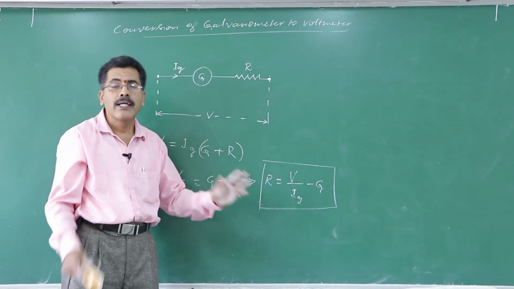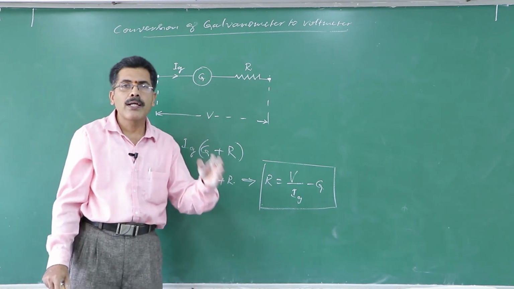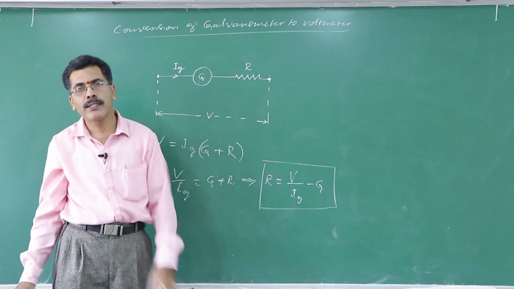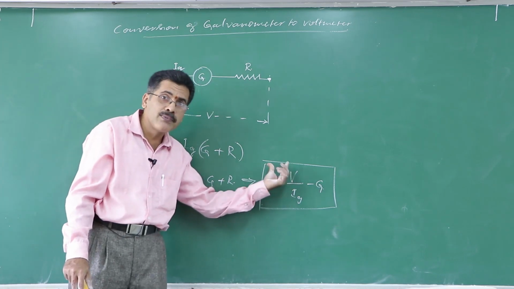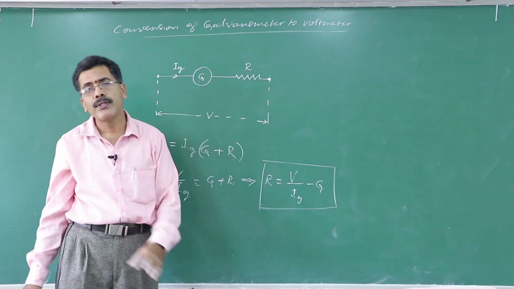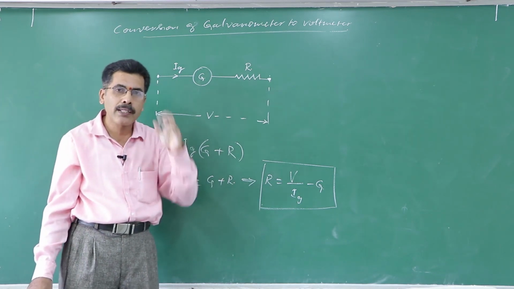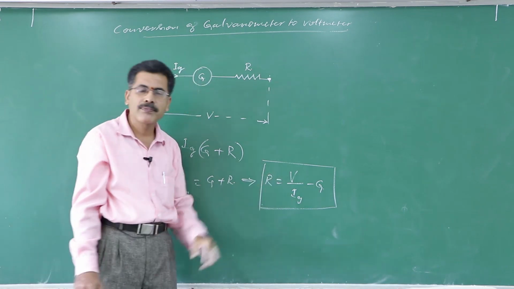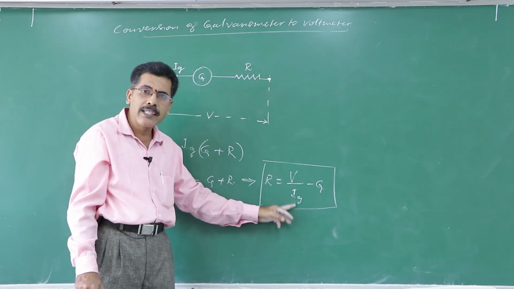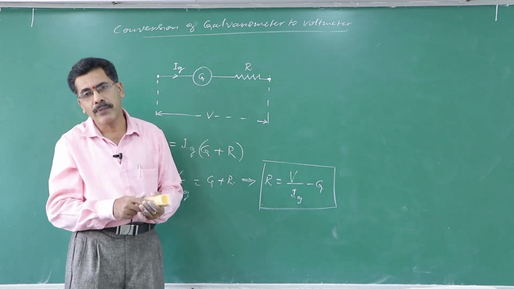So V is the range of voltmeter required. You are converting a galvanometer to a voltmeter, so what range of voltmeter is required? That is V. Suppose you want a 0 to 3 volt range voltmeter, then put 3 here. And what is Ig here? The current required to produce full scale deflection in the galvanometer.